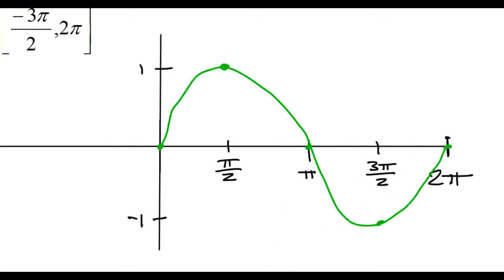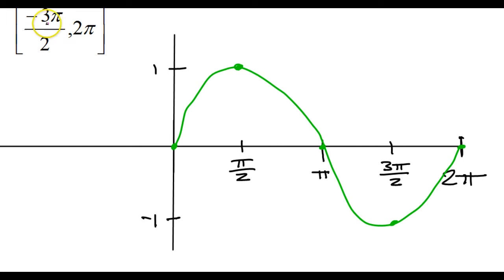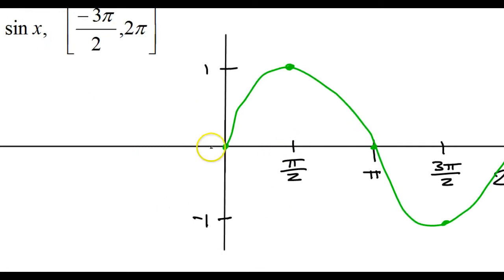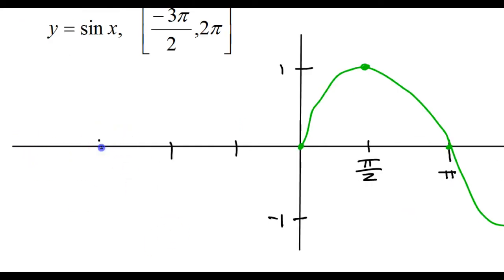Now we need some extra. We need to go to negative 3 pi over 2. We're talking about multiples of pi over 2, so just keep an eye on about this size right here. So here's negative 1 pi over 2, negative 2 pi over 2, negative 3 pi over 2. So this is negative pi over 2. Negative 2 pi over 2 is negative pi. Let me clean that up.